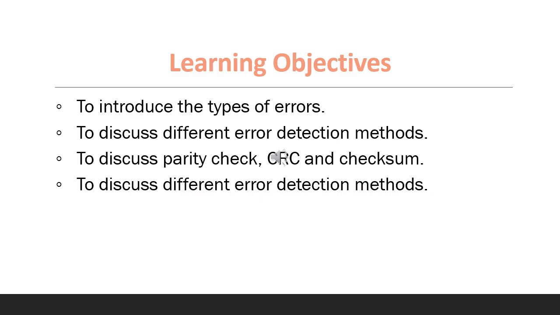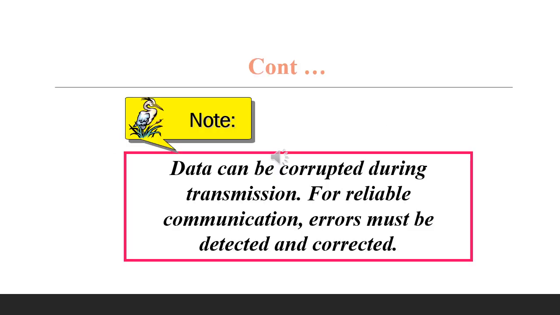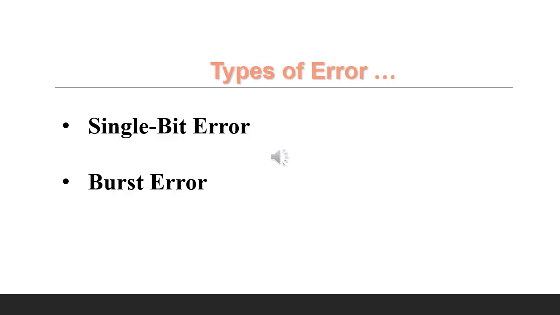Now, these are the learning objectives: to introduce the types of errors, to discuss different error detection methods, to discuss parity check, CRC, and checksum. Data can be corrupted during transmission. For reliable communication, errors must be detected and corrected. When the bits get changed during the transmission from sender to the receiver, that is called an error.